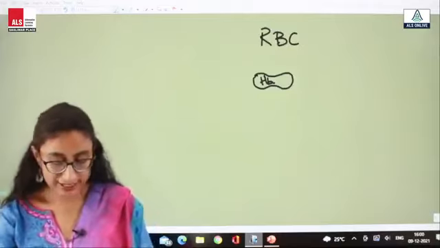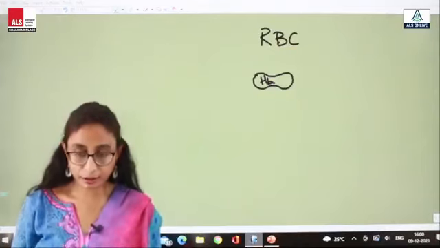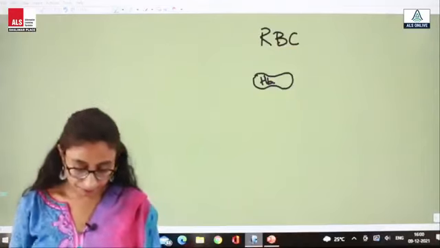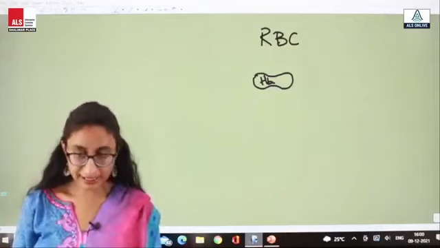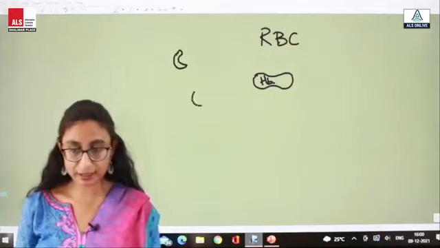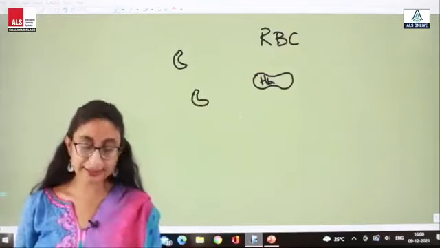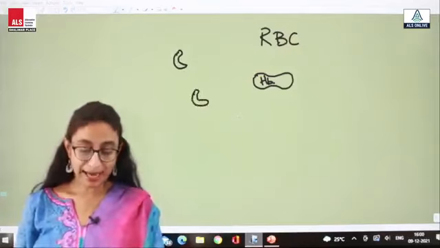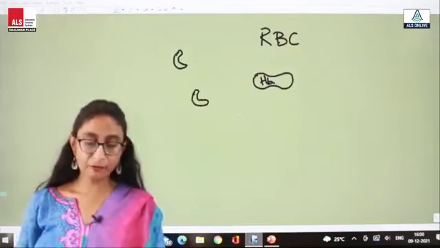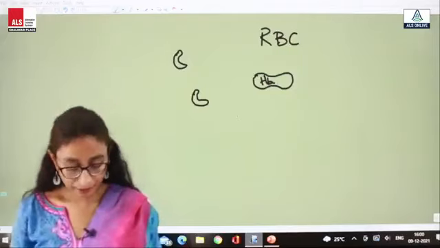Then moving on to sickle cell anemia. What is sickle cell anemia? Here you can find the RBC, instead of disc shape, turning into the shape of a sickle like this. Right? This is sickle cell anemia, and this also again affects the oxygen carrying capacity of the blood.